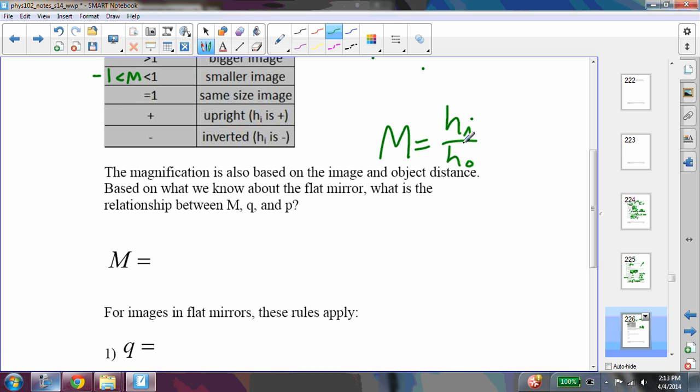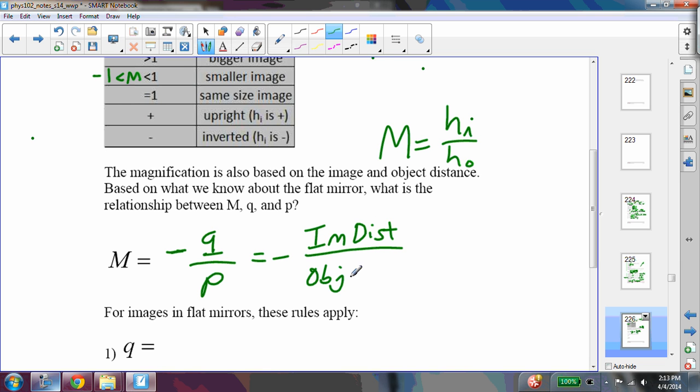We can also define the magnification based on the object and image distance, right? And it's going to look like this. The magnification will equal negative q divided by p. That is, the negative of the image distance, the distance from the image to the mirror or lens, divided by the object distance.